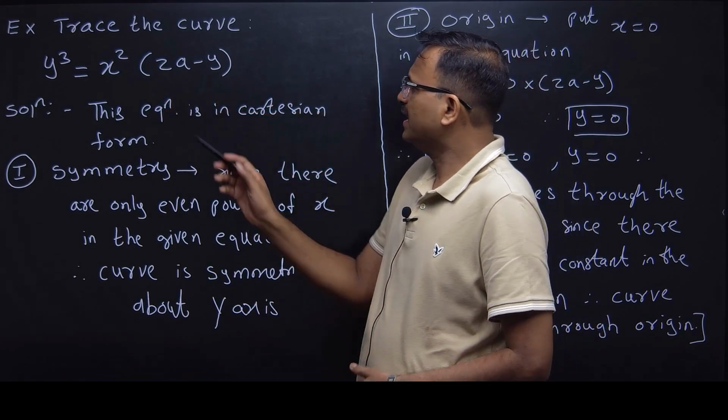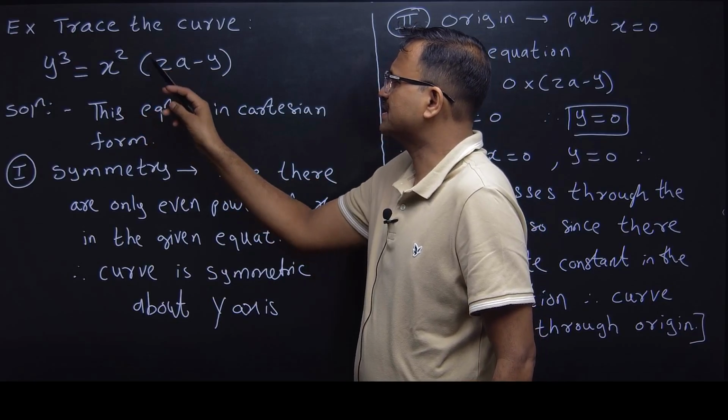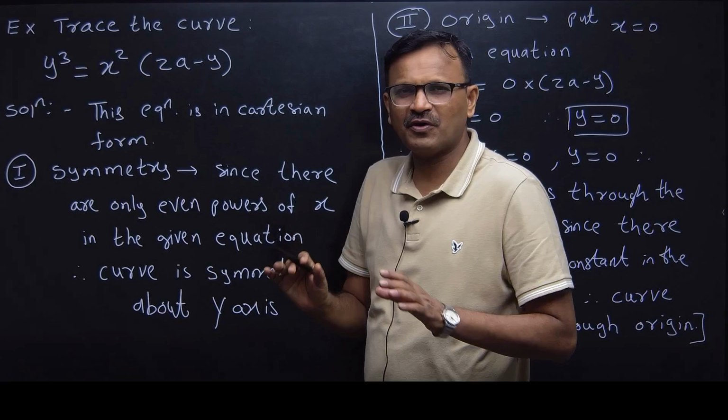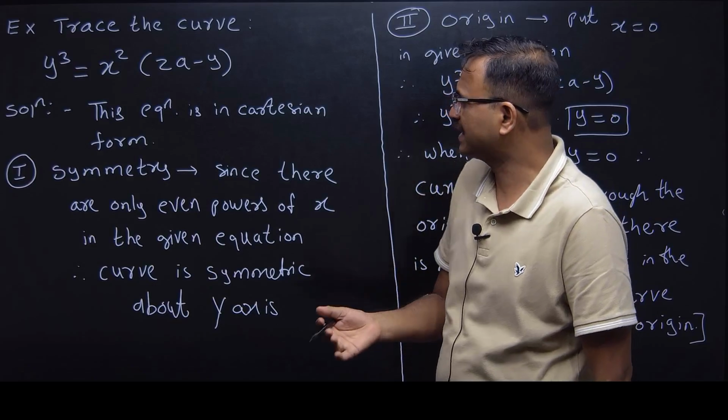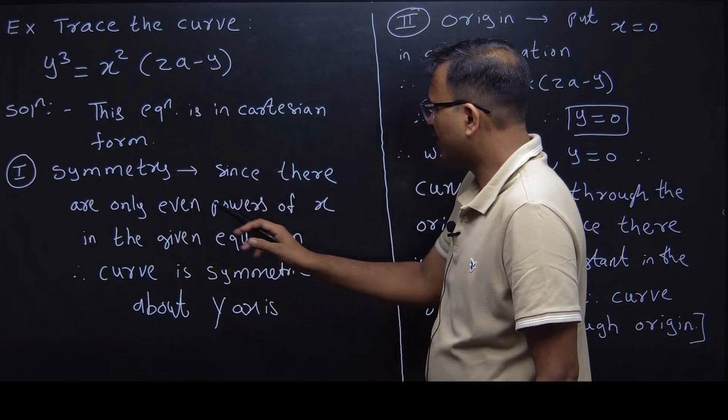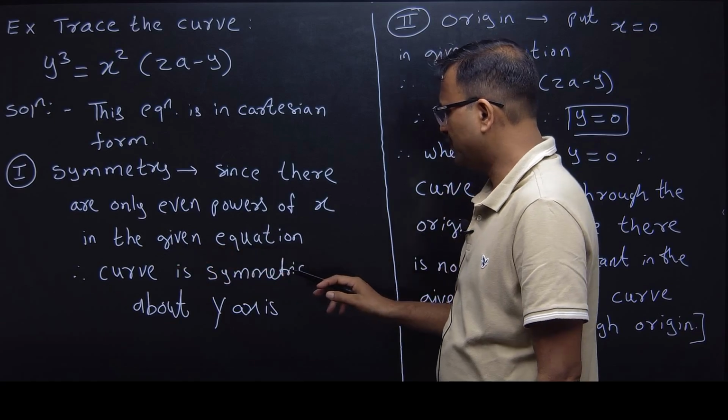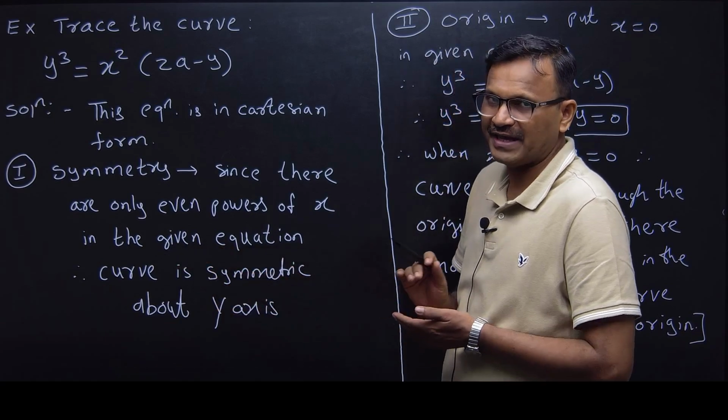Now we can see that there are only even powers of x in this equation. There is no odd power of x in the equation. We have a term of x square. There is no term like x cube, x raised to 1, etc. So since there are only even powers of x in the given equation, the curve is symmetric about the y-axis.